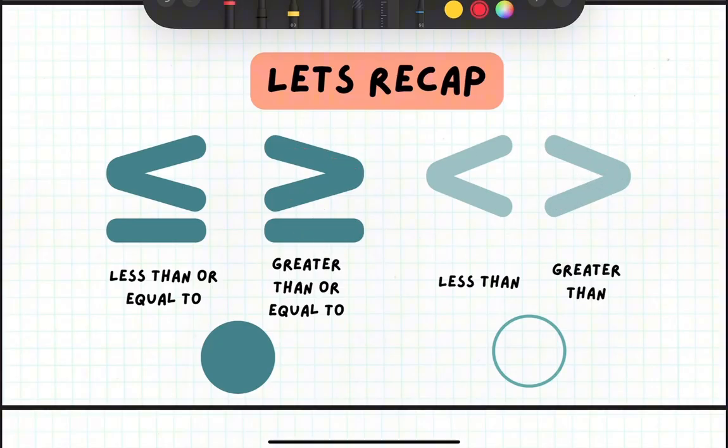And whenever we're graphing, keep in mind that whenever it's also equal to, we're going to have a closed circle. And then when it doesn't have that line underneath, we're going to have an open circle. So let's work on some examples.